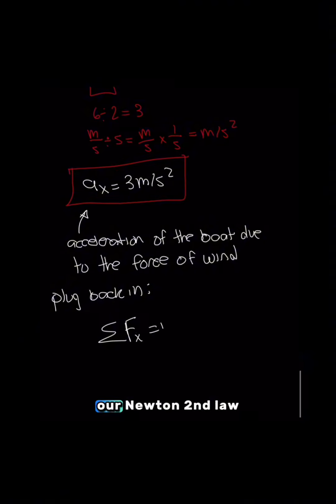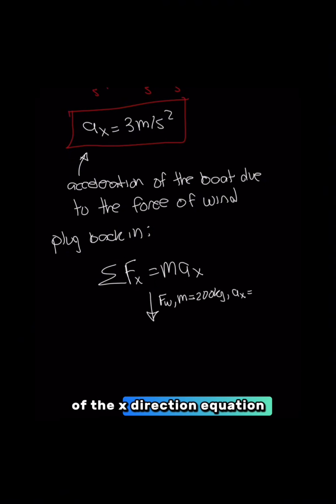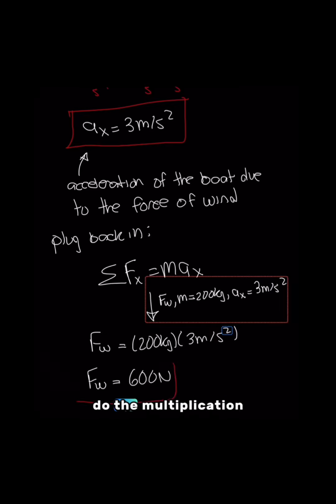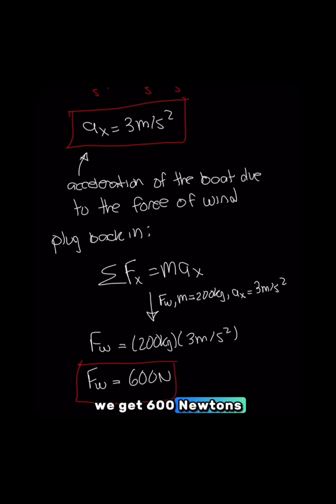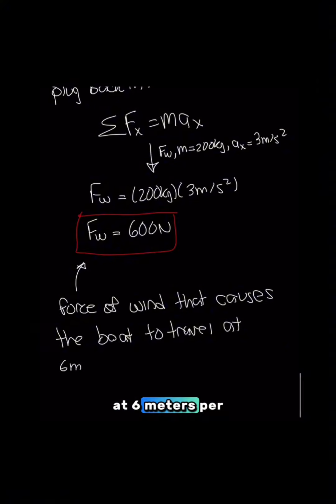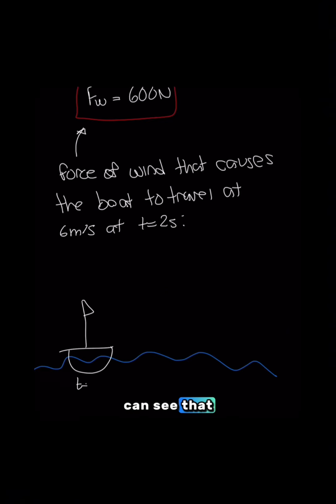Plug this back into our Newton's second law in the x direction equation. Plug in the force of wind, our mass, and the acceleration we just found. And then if we do the multiplication, we get 600 newtons for the final answer. So this is the force of wind that causes the boat to travel at 6 meters per second 2 seconds later. We can see that in the diagram below.